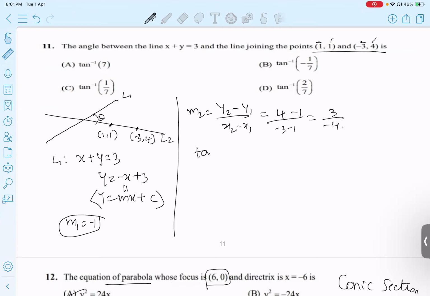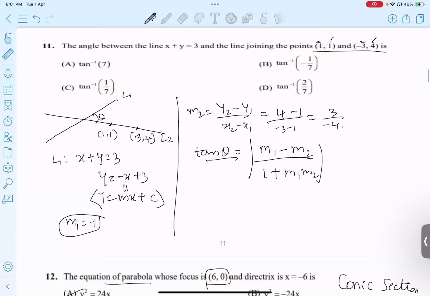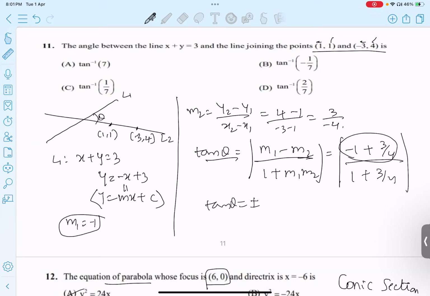So what is the angle between two lines formula? It's the modulus of m1 minus m2 divided by 1 plus m1 m2. So you will get two angles, one where tan theta is positive and one where tan theta is negative. On substituting m1 value as minus 1 and m2 value as minus 3 by 4, on simplifying this gives us tan theta is equal to plus or minus 1 by 4. On simplifying this gives us what?